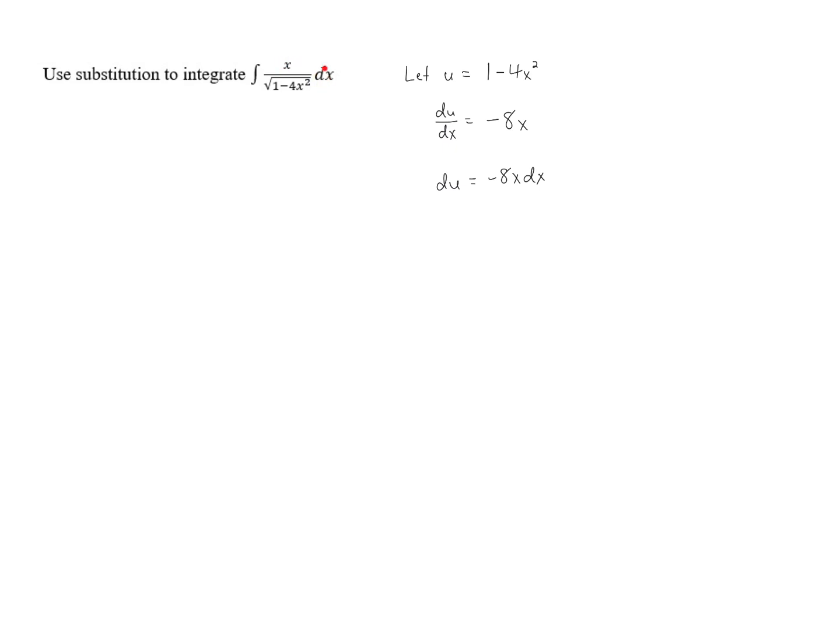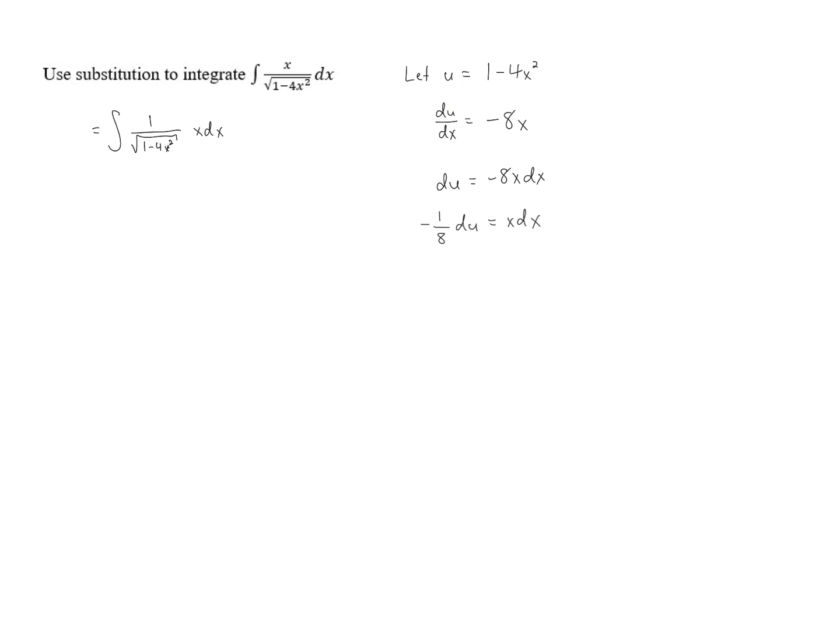Now, if we look at our problem, we don't have a negative 8x anywhere, but we do have an x, and we do have this dx here. In fact, we can rewrite this, if we want, as the integral of 1 over the square root of 1 minus 4x squared. And then we can put that x dx off to the side. And that might make it a little clearer that we need to get this x dx alone over here. And so we need to divide by negative 8. So that's going to be negative 1/8 du equals x dx.